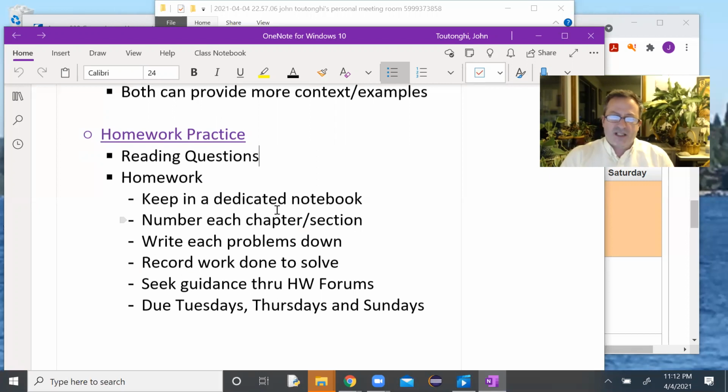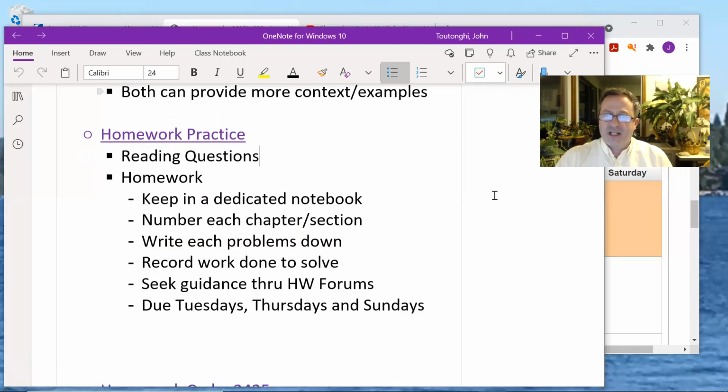It's good if you can say why you're getting it wrong or what you were struggling with. And then I know what to focus on in my response. And then other people might also come to that same forum and have a similar question. So then you can bounce off each other and myself to see if we can figure the problems out. Again, our homework will be due on Tuesdays, Thursdays, and Sundays.